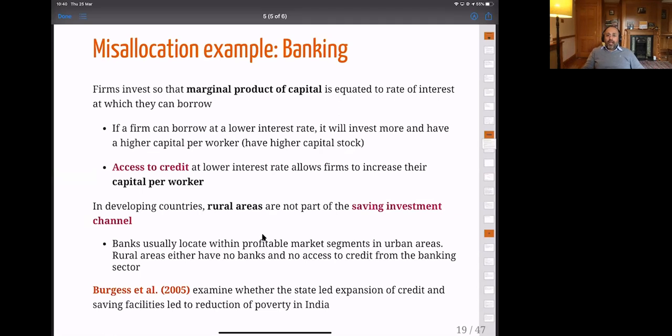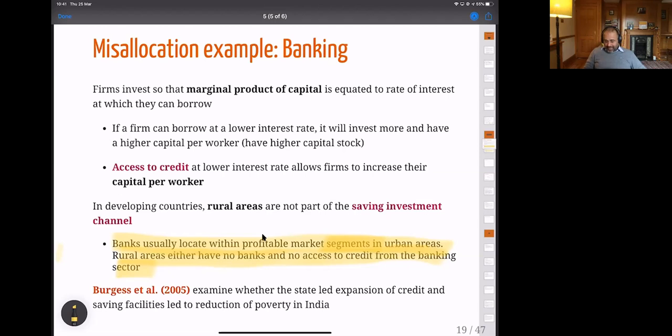And in developing countries, this usually happens because the cost of setting up a bank is high, and usually firms set up banks only in urban areas, profitable market segments in urban areas, and rural areas often have no access to banking, right? So large parts of the world, rural areas have no access to banking. It's a bit like in the UK, there are large parts of the UK which do not have access to postal services because there's no post office, right? It's exactly the same kind of story. In developing countries, you can find banks in the urban areas, but you can't find them in the rural areas.